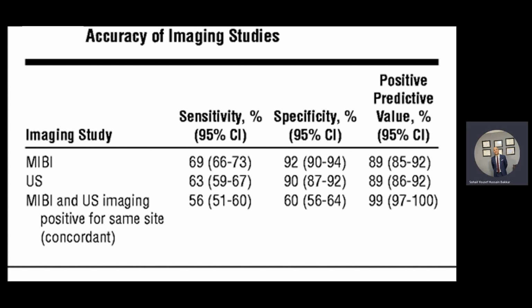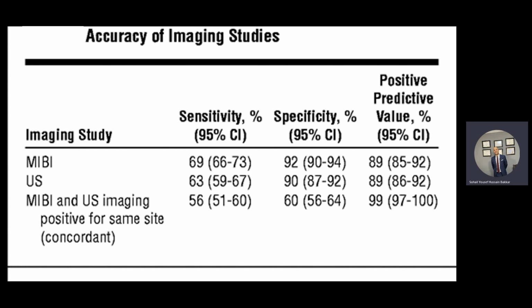If you do a sestamibi scan or a MIBI scan alone, you have a higher sensitivity, which is 69%, or let's say 70%. And if you localize a single gland, then you also have a 90% chance that this is the only gland that is positive. This is why we prefer to increase the positive predictive value of the study by performing both ultrasound and MIBI.